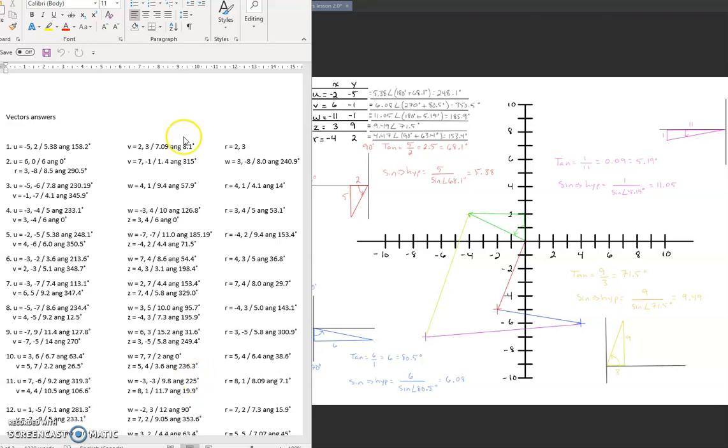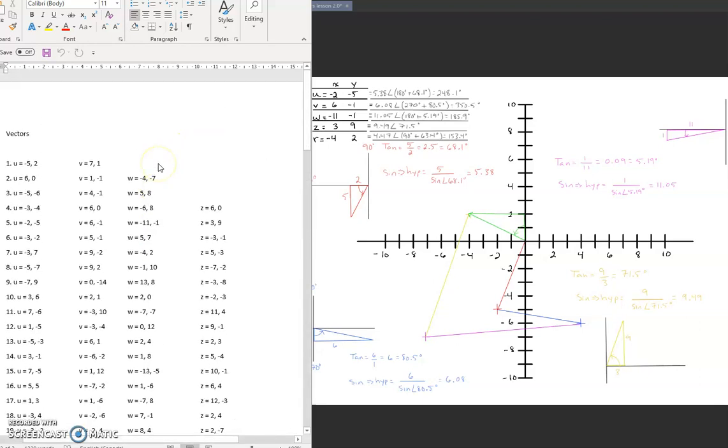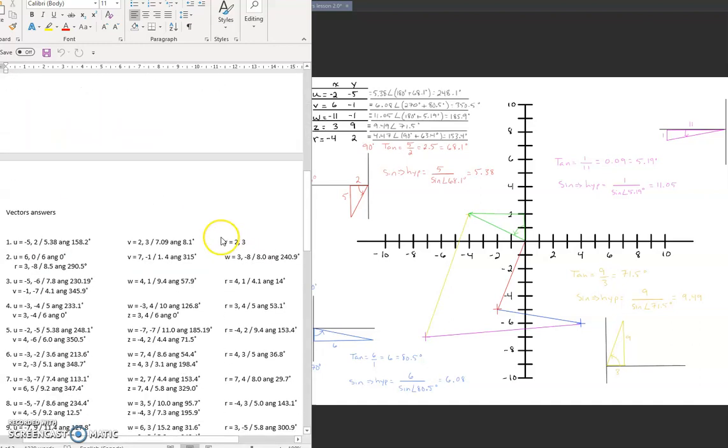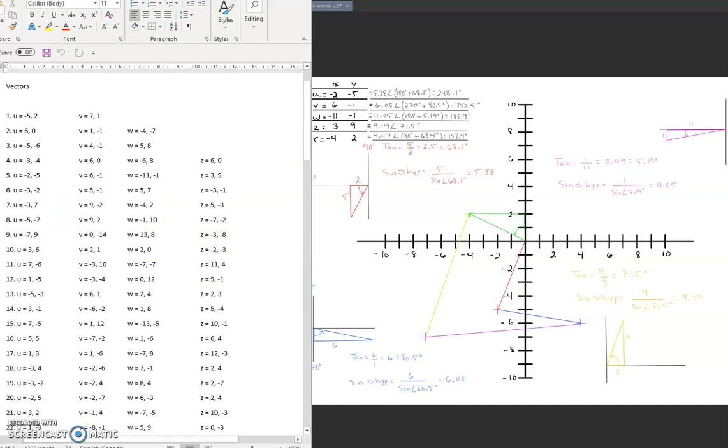Okay, so what I want to do here is explain how these vectors work. This handout here has the answers. So we have the vectors and we have the answers. What you see here, the vector that I've chosen for the example, is vector number 5.